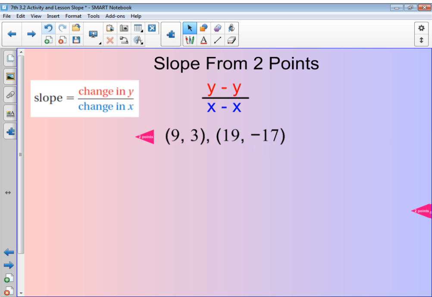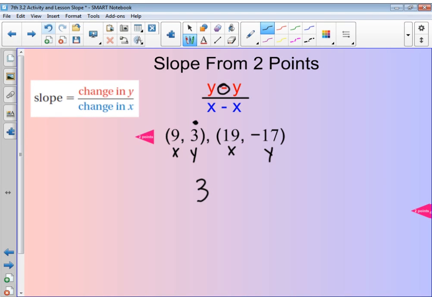Okay, this one I didn't color code. So my X's and my Y's. Remember, it's just like the alphabet, X, Y, Z, X, Y, X, Y. Okay, so now if I go through and I look at my Y's, it doesn't matter which one I put first. I'll go left to right this time just because my 3 is positive. So I'm going to start with this one. So 3, I have to remember my minus sign. And now I'm going to write my negative 17.